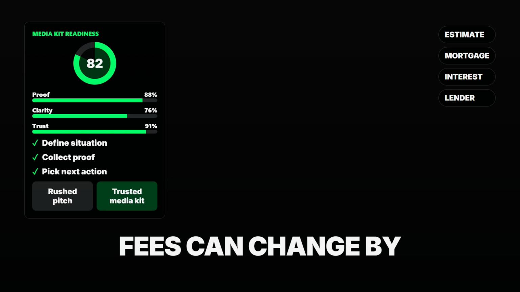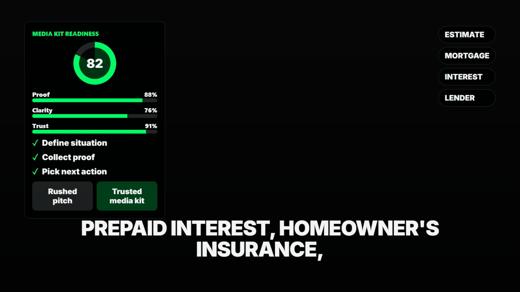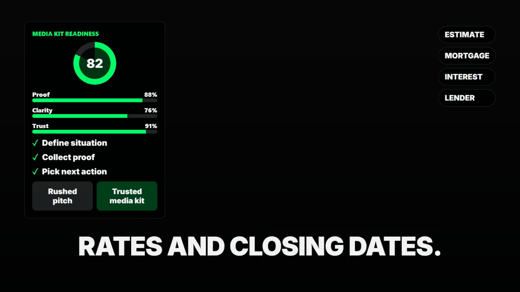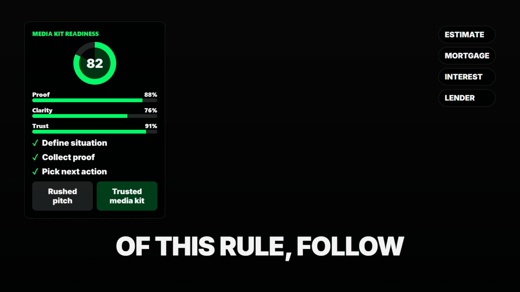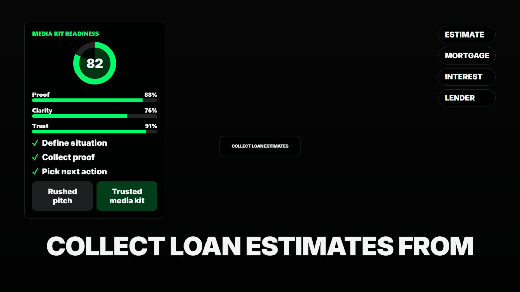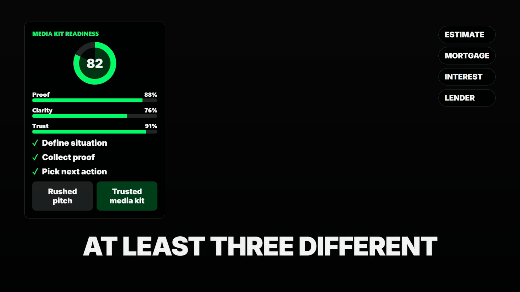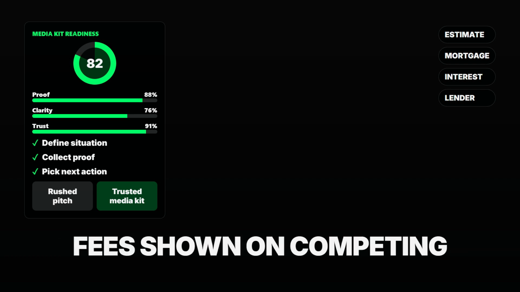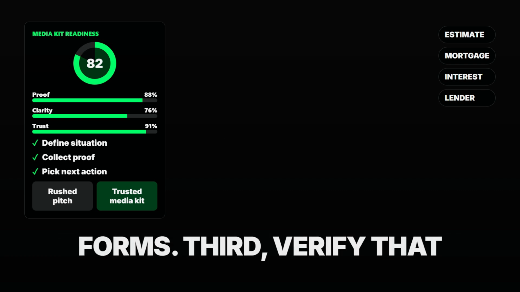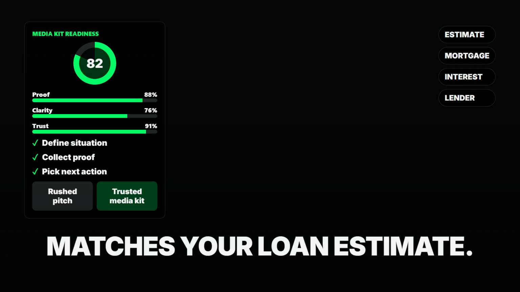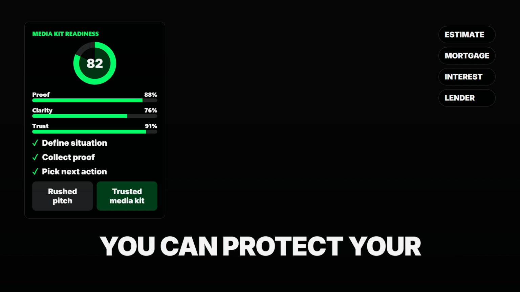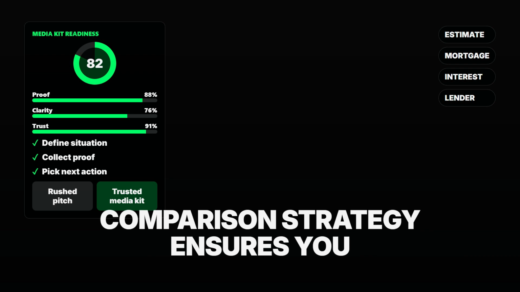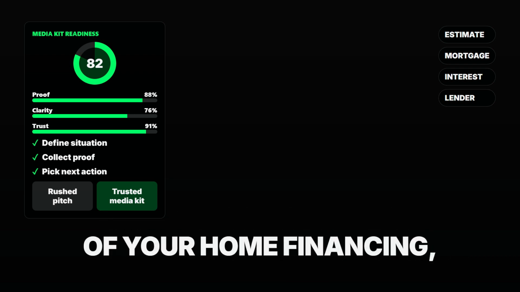To make the most of this rule, follow 3 simple steps. First, collect loan estimates from at least 3 different lenders. Second, negotiate with lenders by asking them to match lower origination fees shown on competing forms. Third, verify that your final closing disclosure matches your loan estimate. By understanding this rule, you can protect your wallet and secure a competitive mortgage. This structured comparison strategy ensures you remain in complete control of your home financing, allowing you to reject high origination charges and secure the most cost-effective terms available in the market.